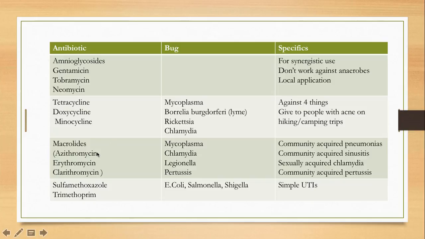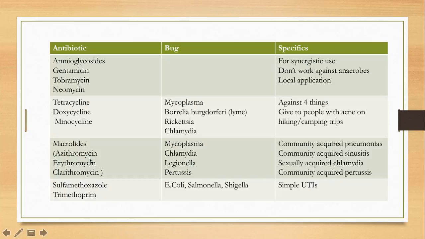Then you have your macrolides. So these are also mycin antibiotics, but they are better than these aminoglycosides because we can use them systemically. So all the community acquired things, your community acquired pneumonias, community acquired sinusitis, sexually acquired chlamydia, and then community acquired pertussis. So all these community acquired things will get better with macrolides. Usually the bacteria are, so you can just correlate it: mycoplasma, chlamydia, legionella, and pertussis.